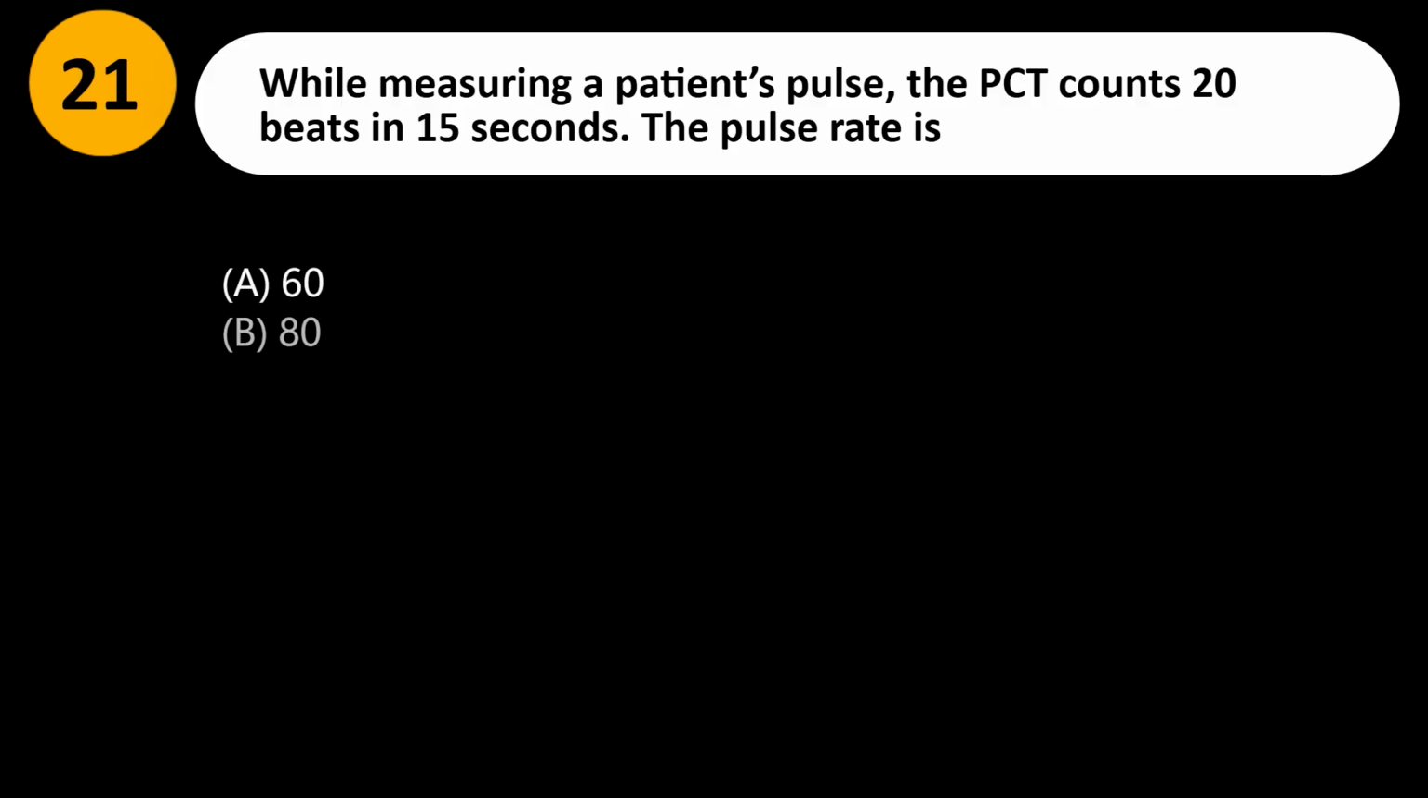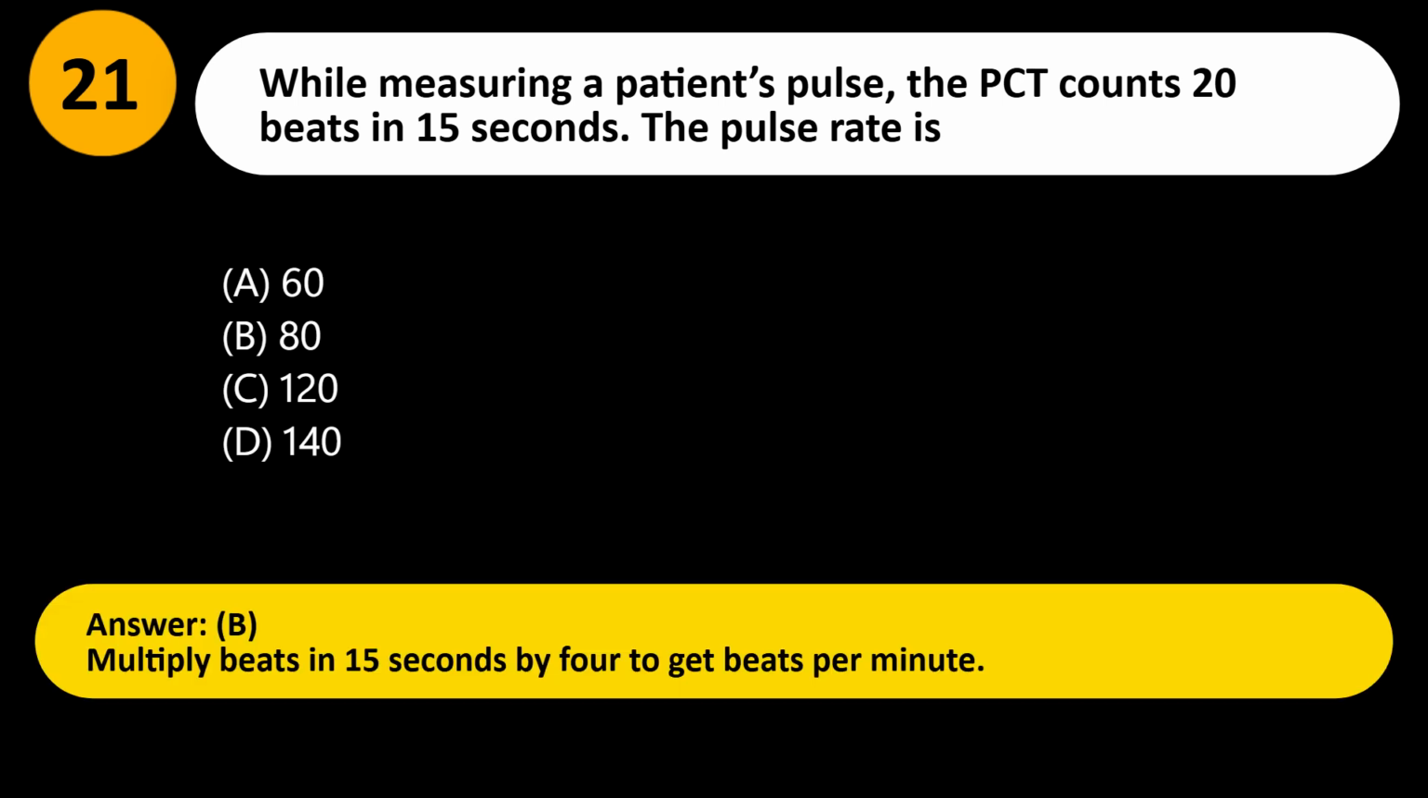While measuring a patient's pulse, the PCT counts 20 beats in 15 seconds. The pulse rate is: A. 60. B. 80. C. 120. D. 140. Answer, B. Multiply beats in 15 seconds by 4 to get beats per minute.